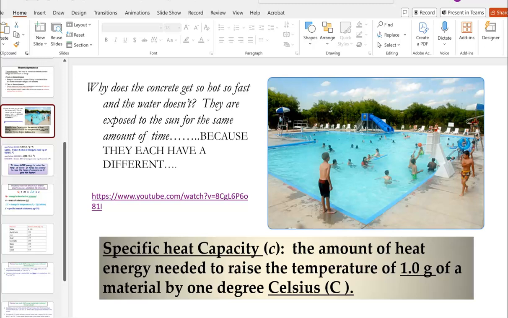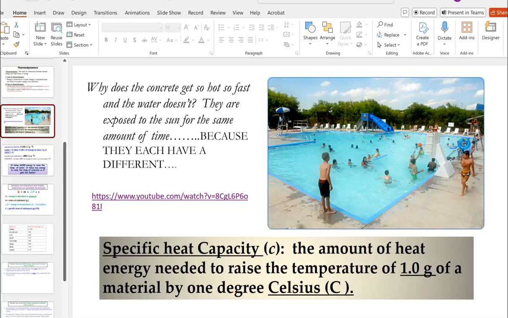And that's because they absorb heat and store heat at different rates. And we call this specific heat capacity, and it is represented with a little italicized C. So by definition, the specific heat capacity of a substance is the amount of heat energy needed to raise the temperature of 1 gram of a material or substance by 1 degree Celsius.